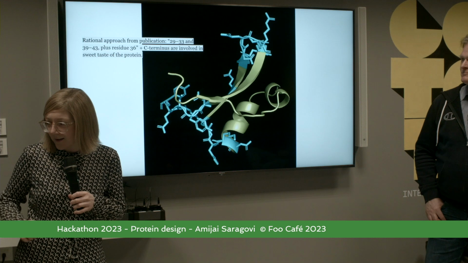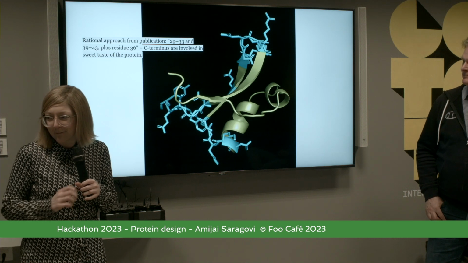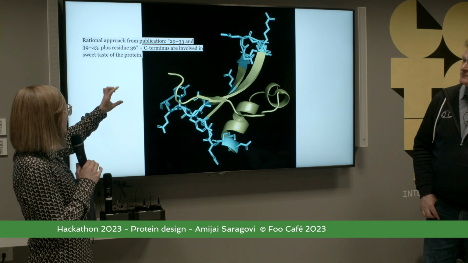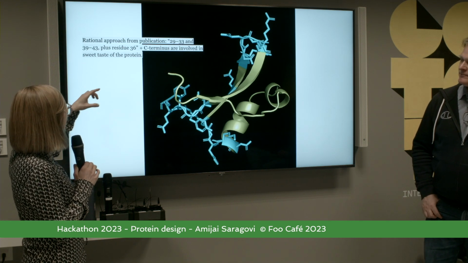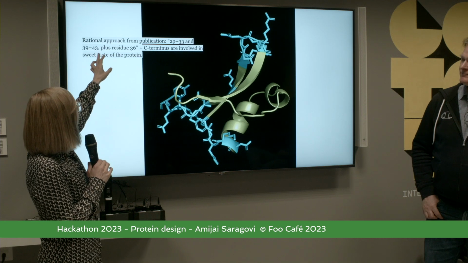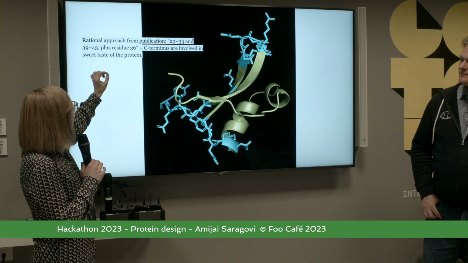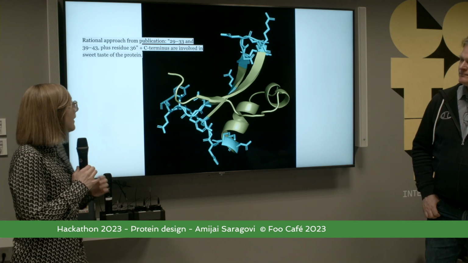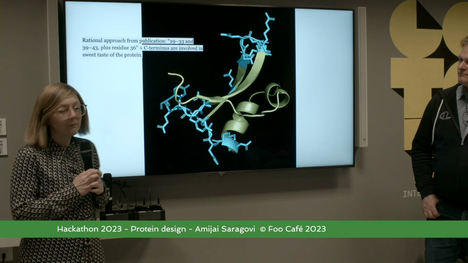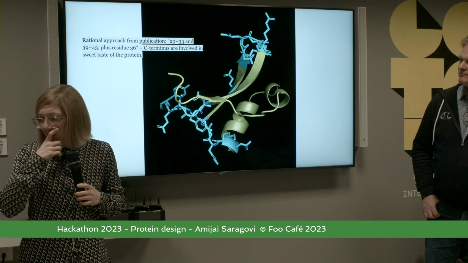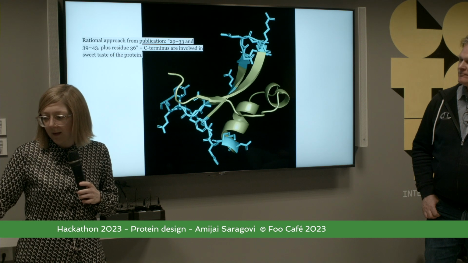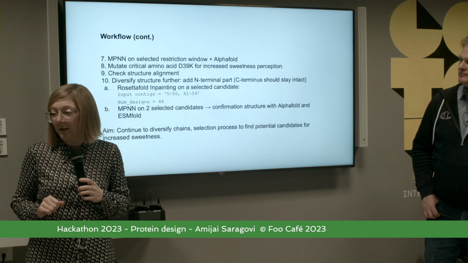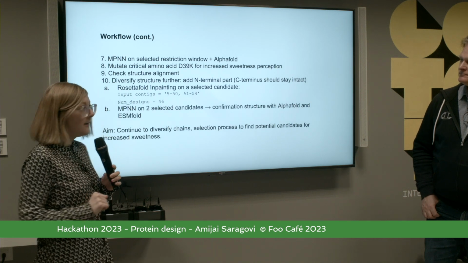So again, a little example of our output, which we got from one window that we picked, which was from these residues that we wanted to keep constant, and the rest should be open to variation by the algorithm. And again, we aligned it to the native protein to verify that some of the important regions are not changed too much.